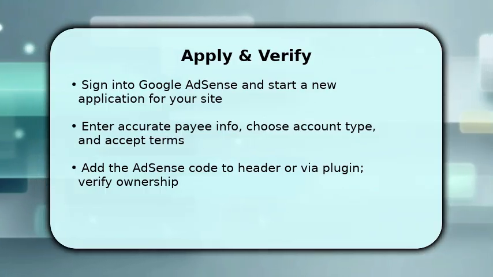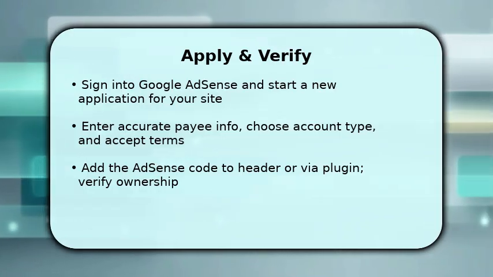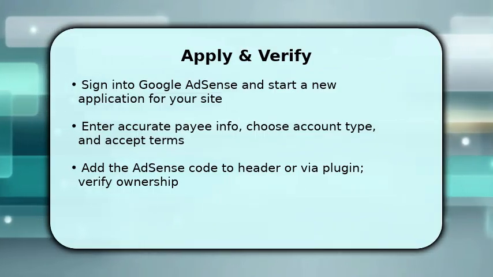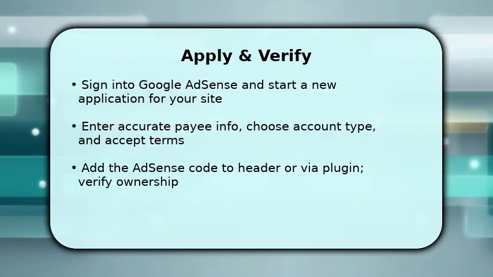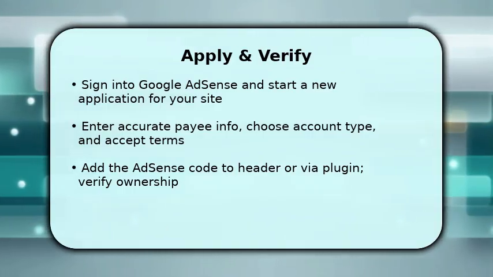Once submitted, copy the AdSense code and add it to your WordPress header or use a trusted plugin to insert scripts. After placement, use the AdSense console to verify ownership and wait for the automated site scan to complete.